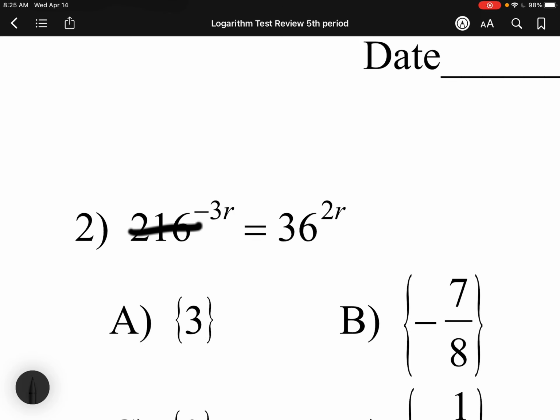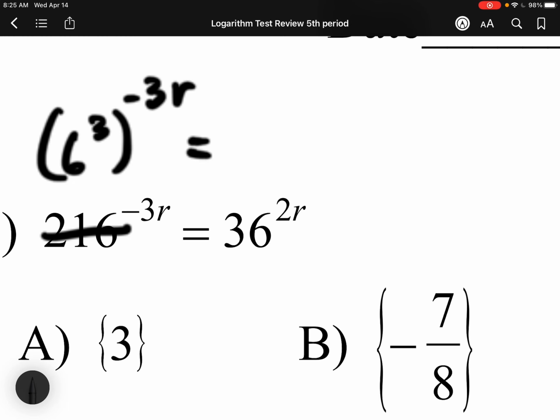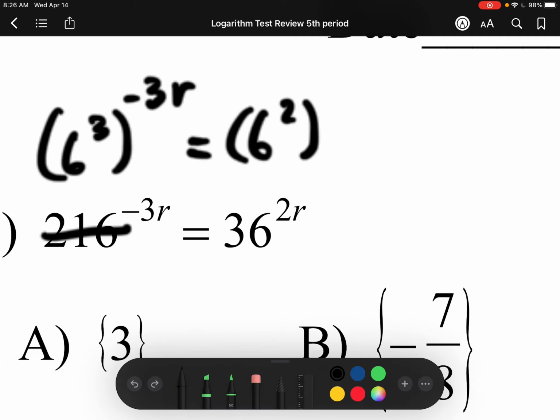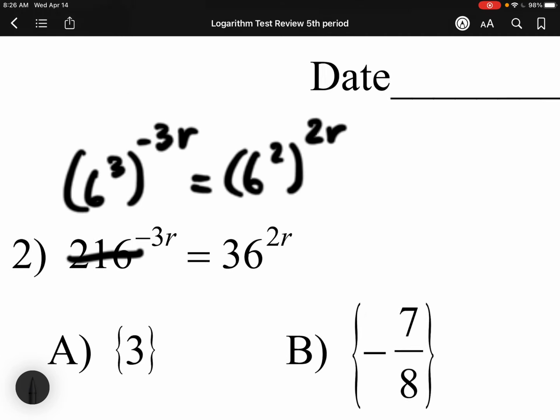So 216, I'm changing that to 6 cubed, right? And can't forget about this exponent, because that doesn't go away. It stays there. This 6 to the third power is the same as 216. So then we have to write an exponent of negative 3r on that. Next we have an equals. Next we have 36, and we're changing that to 6 squared, right? But it still carries that exponent of 2r. So I'm going to apply that exponent right here.